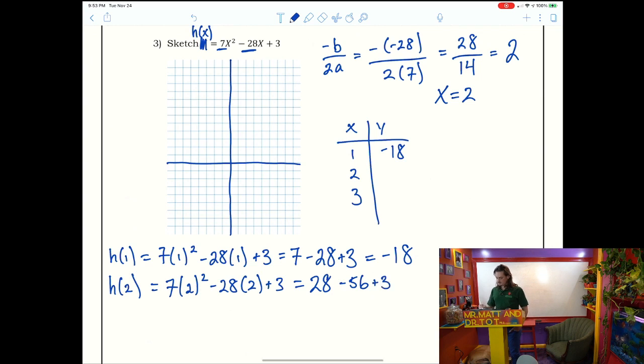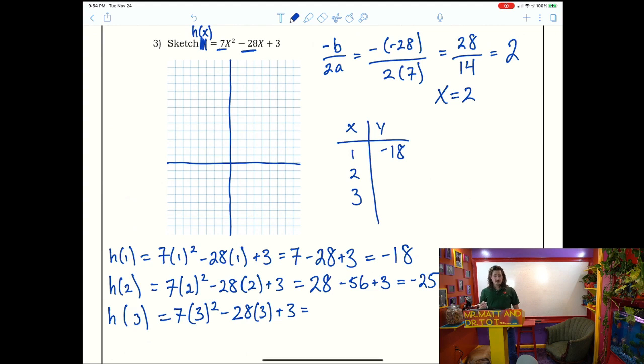Plus 3. 28 plus 3 is going to be 31. 31 minus 56 is going to be a negative 25. And then lastly, we have h of 3. So we're going to have 7 times 3 squared minus 28 times 3 plus 3.